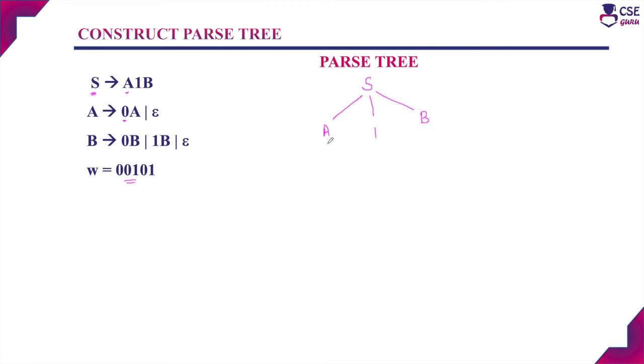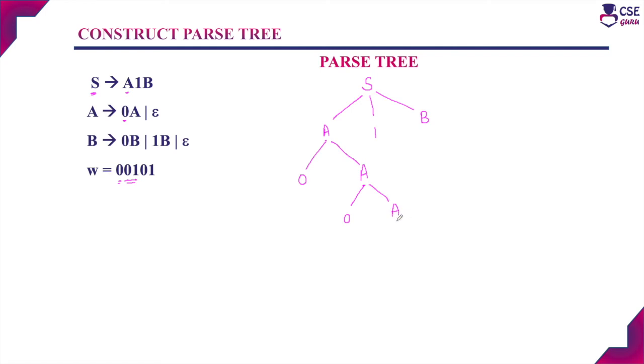Now there are two non-terminal symbols A and B and one terminal symbol. For the non-terminal symbols, we will apply the production rules until we get the terminal symbols. For the non-terminal A, we have to apply the production rule. Our input string starts with 0, so apply the production rule for A that starts with 0. We will apply A derives 0A. The next non-terminal here is A. Next also we need 0, so apply the production rule A derives 0A.